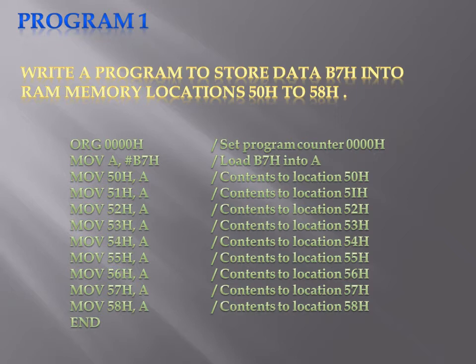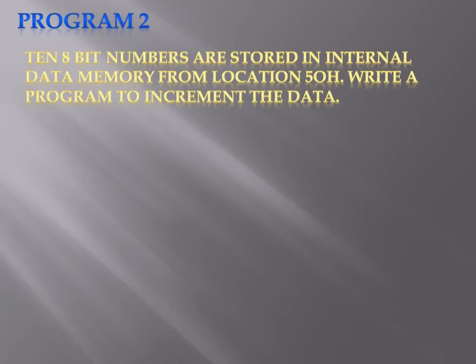So this is a simple program. Now let's see the next. 10 8-bit numbers are stored in internal data memory. We have internal data memory in the microcontroller. There in that memory, from location 50H, there are 10 numbers, 10 8-bit numbers or 10 bytes of data in 10 memory locations starting from 50H. Write a program to increment the data. Means we have to increment the individual memory locations. So let's see how we can build this program.